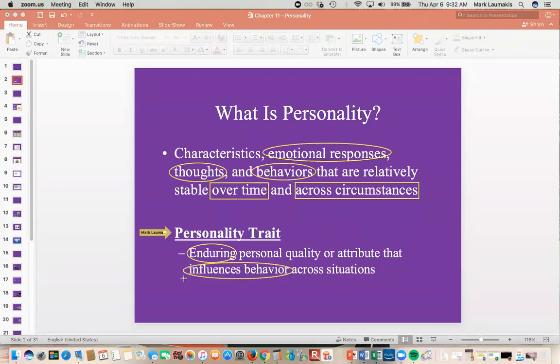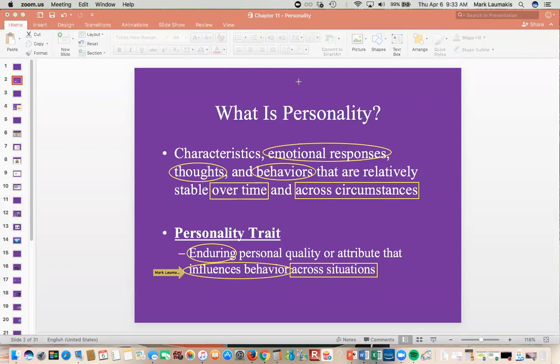It is something that maybe we can't directly observe. We can't see shyness in you, but we deduce that you are high on that shyness dimension of personality because we see behaviors that are indicators of that underlying trait, right? So it influences your behavior in different situations across different circumstances, right? Again, it's not just in one context.